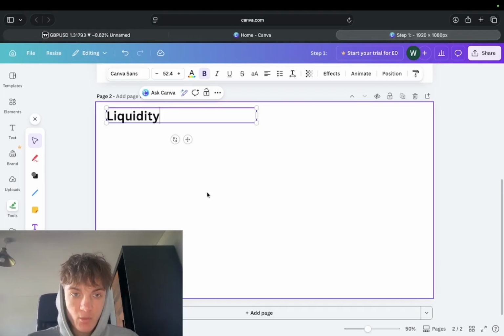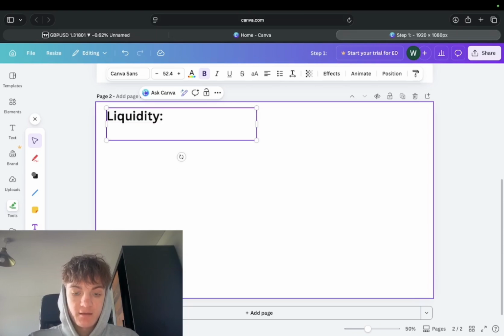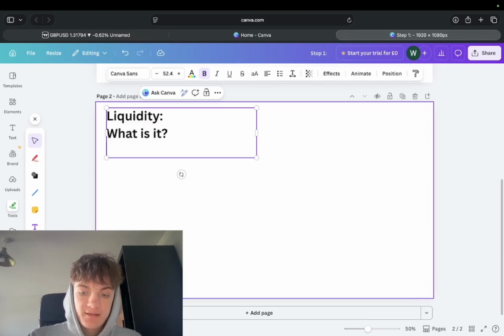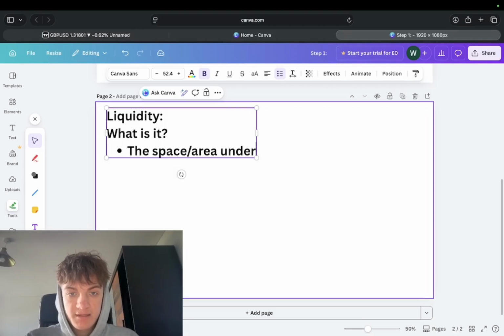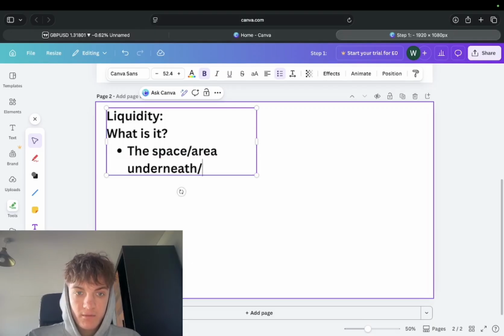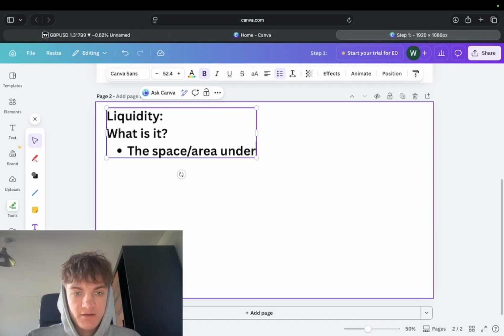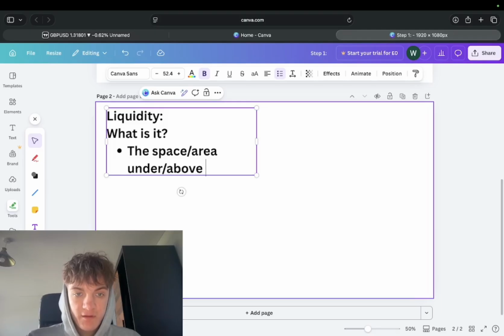So what actually is liquidity? So liquidity is the space or the area underneath, or under or above.